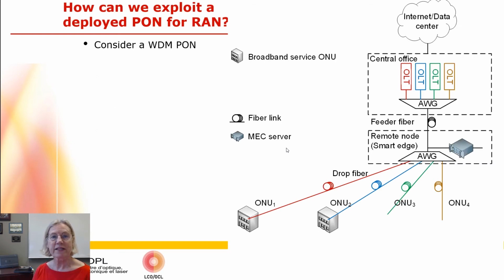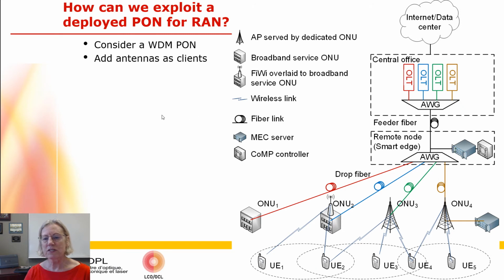So how is it that we exploit a PON for radio access network? Well, let's look at a PON. We're going to look at WDM PONs in particular because this is the future and we want to be ready for the solution which is future proof. So we have the central office which creates multiple wavelengths signals. They're all combined, they go over a single feeder fiber. It goes to the remote node or the smart edge, and at that point the signals are separated by wavelength and distributed to the different clients. And here we have the MEC server which does the edge computing for these broadband clients.